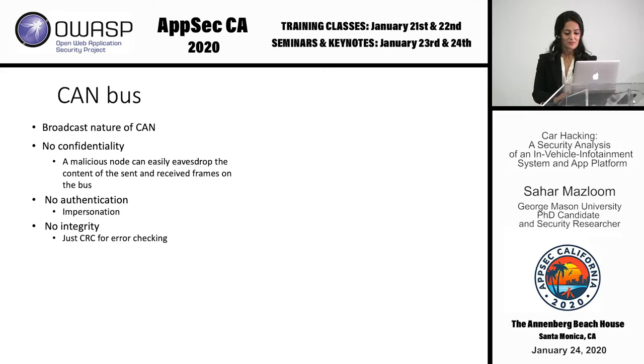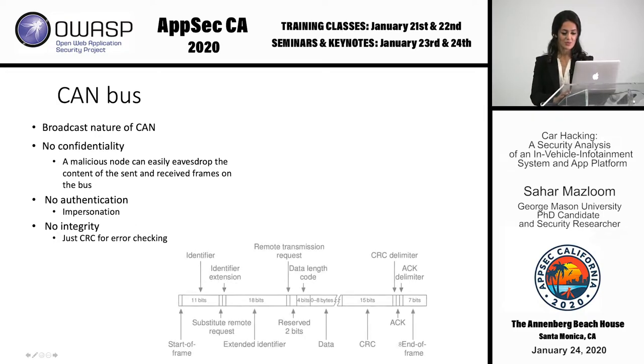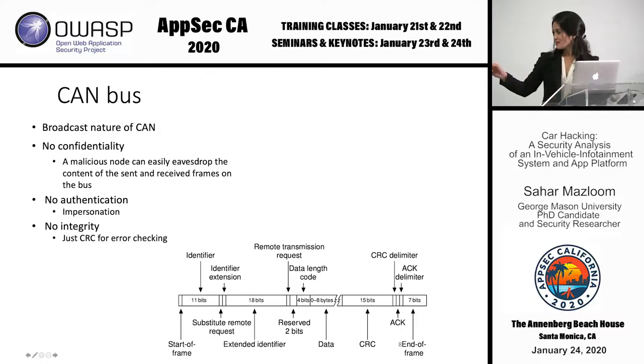So a little bit about CAN bus. CAN bus has a broadcast nature, meaning that each component that wants to communicate with another component inside of the car has to just send its data to everyone, and whoever is the recipient just grabs the information and acts upon that. So this is a schematic of the CAN packet, how it looks. It's very similar to the network packets that I usually see.